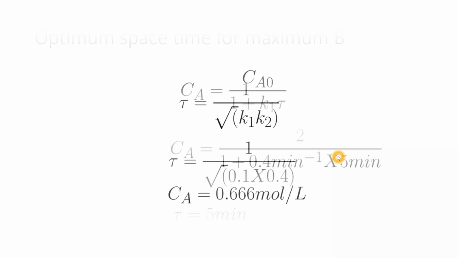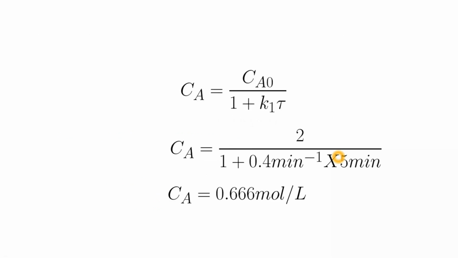Right, and one more thing, for a CSTR with a first order reaction, what is the performance equation of CSTR? Generally it is given as tau is equal to Ca naught minus Ca upon K Ca. After solving you will get Ca is equal to Ca naught upon 1 plus K1 tau. We will put all values, then we get Ca is equal to 0.666 mole per liter.